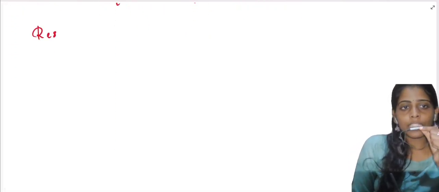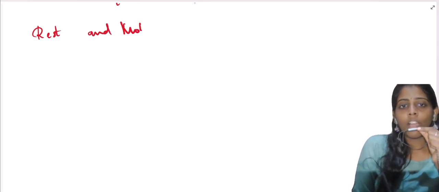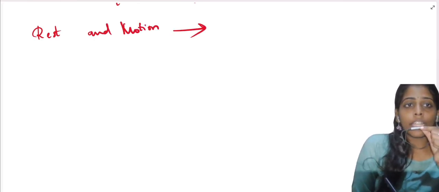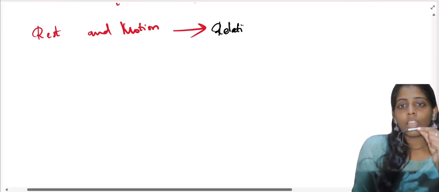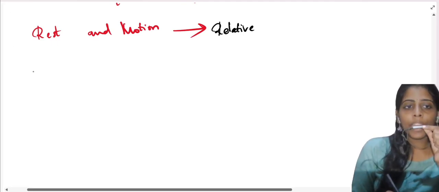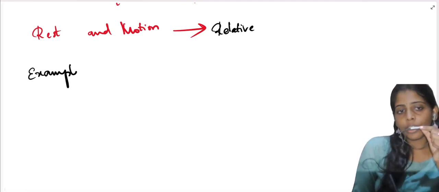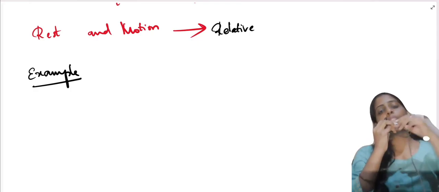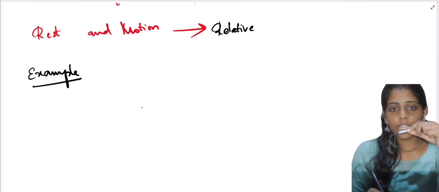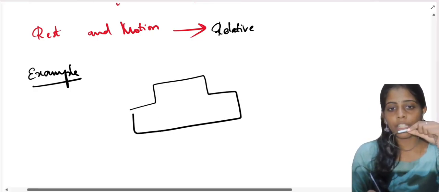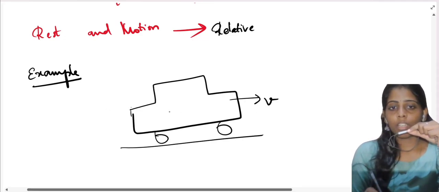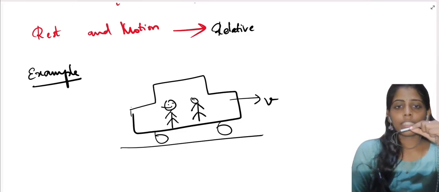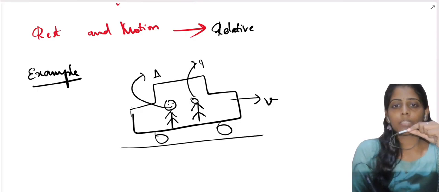These terms, rest and motion, are actually relative. They are relative. So what do I mean by saying that these two terms are relative? Let us try to understand this with an example. Now let us consider I have a car which is moving with a velocity v. And let us say I have two people inside this car. And let us name this person as A and this person as B.